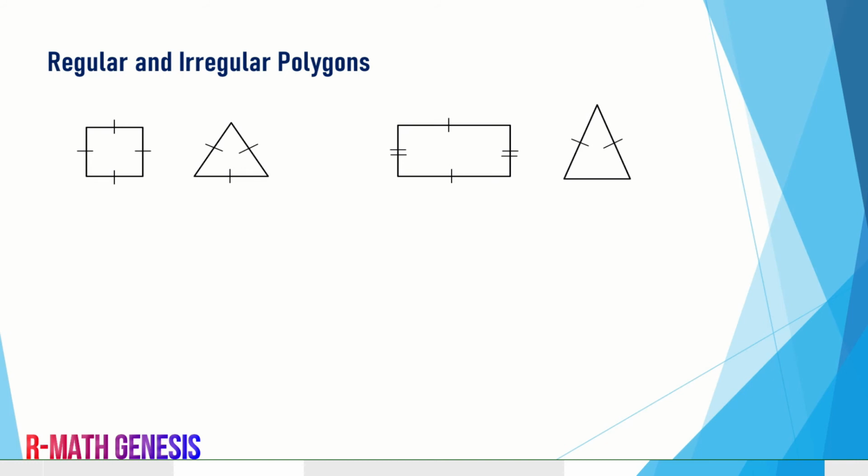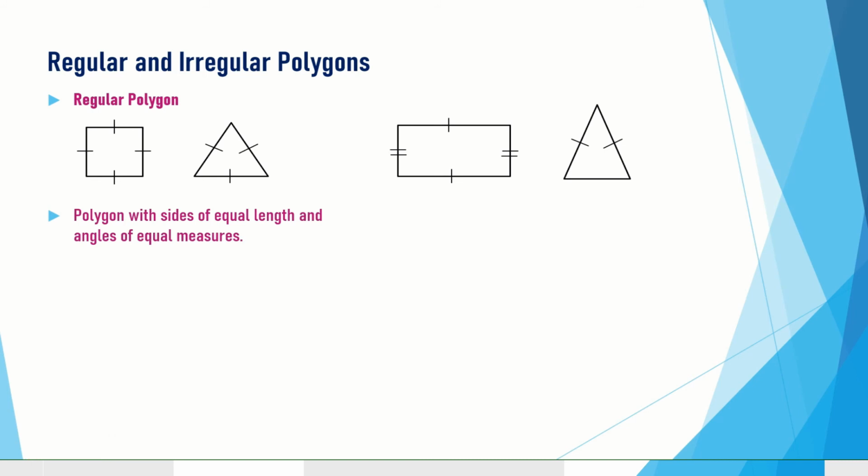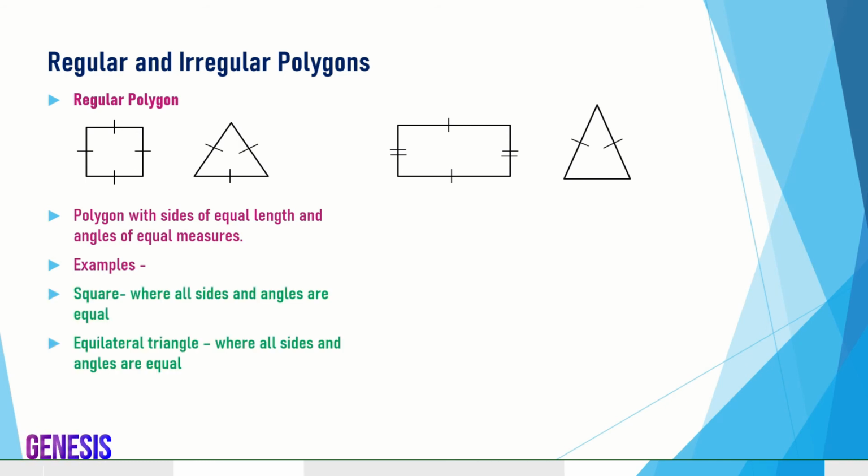What is regular? Regular means all sides are equal. You can see here, if all sides are equal, it's called a square. And what about the triangle in which all sides are equal? Good, exactly, it is called an equilateral triangle. So regular polygons are those which have equal sides as well as equal angles. Examples are a square as well as an equilateral triangle.